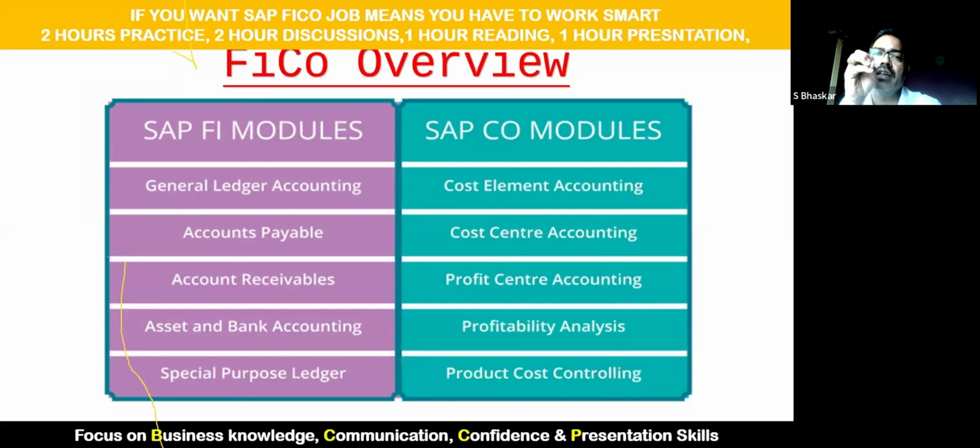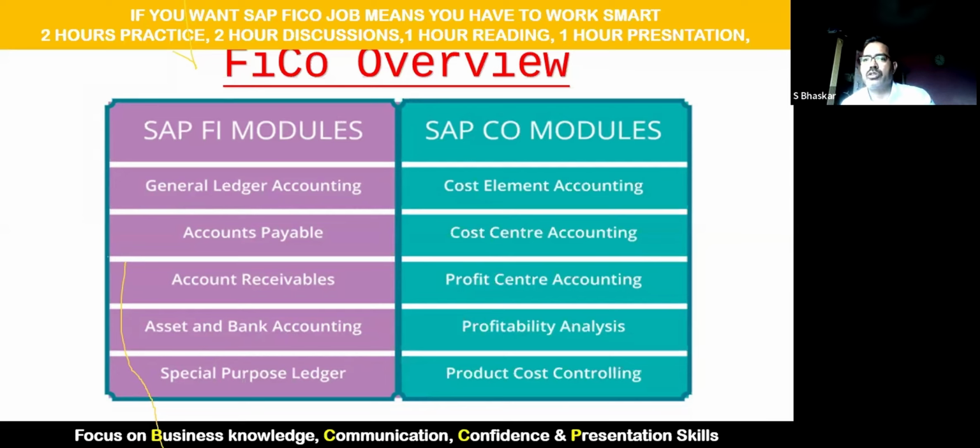These are the reports that generally each and every organization is going to prepare, to give to different people and different departments. For that reason, we are using the module called the financial module. Under the financial module, broadly different concepts are there: general ledger accounting, accounts payable, accounts receivable, asset and bank accounting, and special purpose ledger. These are the areas that are part of the finance module. By using all these different modules, at the end of the day, you are going to get profit or loss.